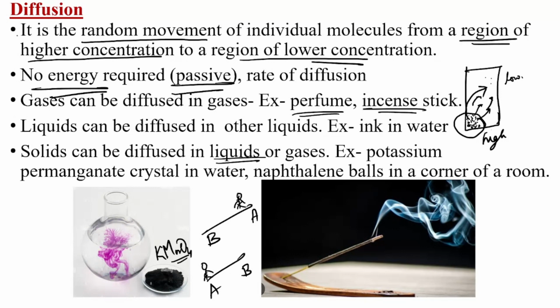So basically diffusion is a random movement of molecules from a region of high concentration to a region of low concentration where no energy is required. It is a passive process.